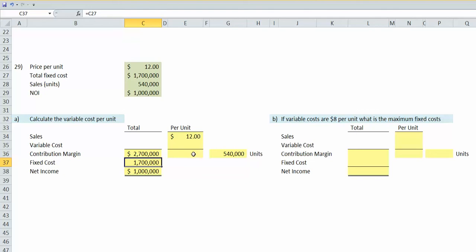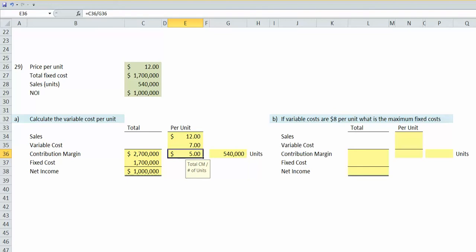If we can sell 540,000 units, we'll calculate our contribution margin per unit by taking the 2.7 million, dividing it by our 540,000 units, and we can see we're going to need to earn a contribution margin of $5 per unit. This means the maximum variable cost we can incur is $7, and that's the $12 selling price minus our required contribution margin.